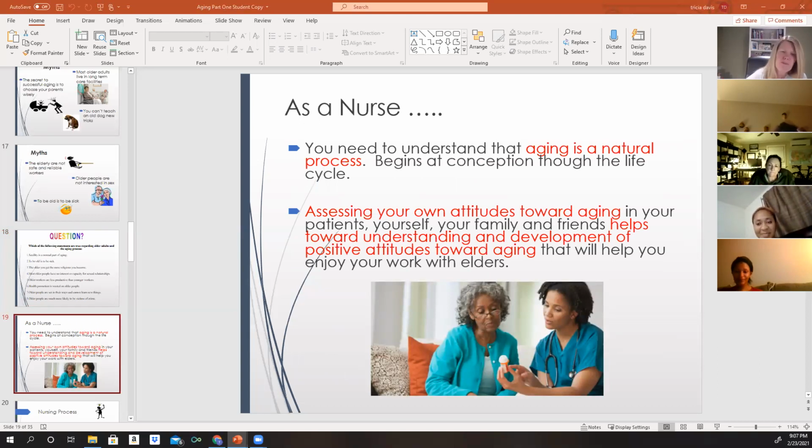So as a nurse, you need to understand that aging is a very natural process. It begins at conception and continues throughout the entire life cycle. You need to assess your own attitude towards aging in your patients, just like all the other things that we deal with, and toward aging yourself, your family, and friends, because this helps you develop positive attitudes towards aging that will help you enjoy your work with elderly people.